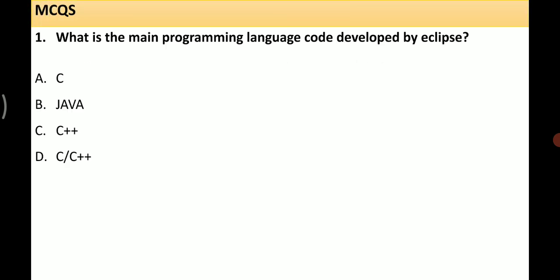Now we'll see the MCQ questions. The first question is, what is the main programming language used to develop Eclipse? Option A, C. Option B, Java. Option C, C++. Option D, C or C++. The correct answer is B, Java. Java is the main programming language in which Eclipse is developed.